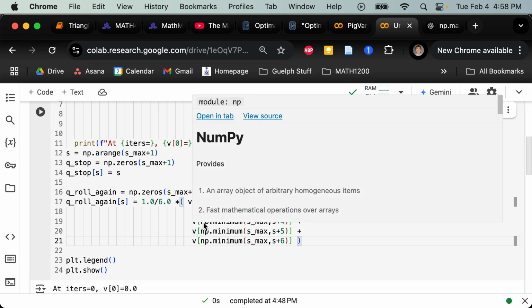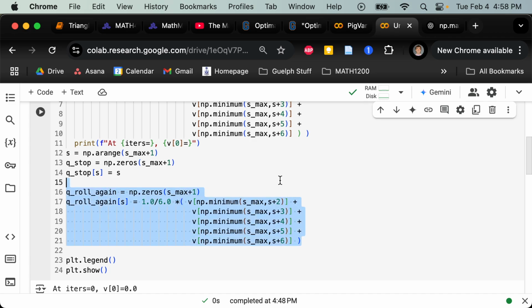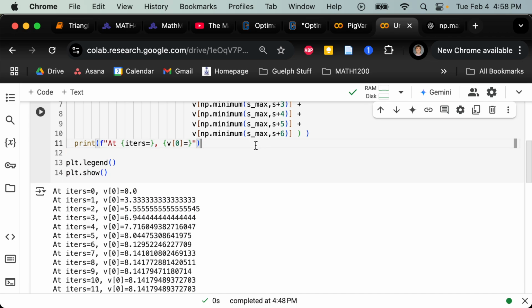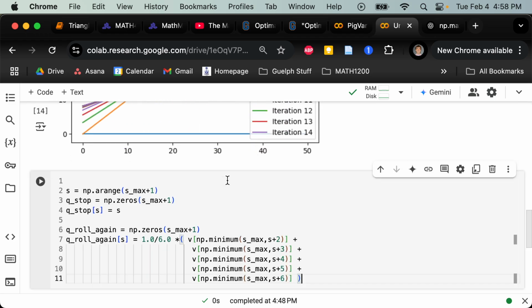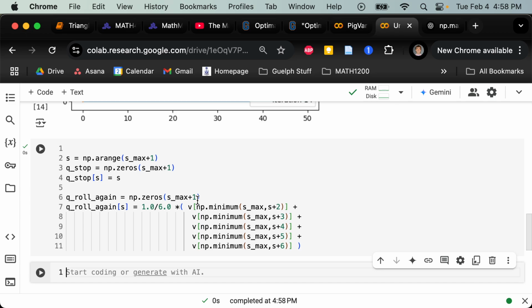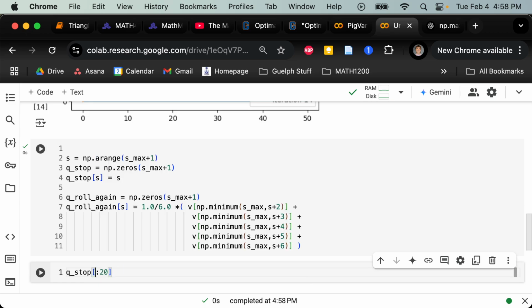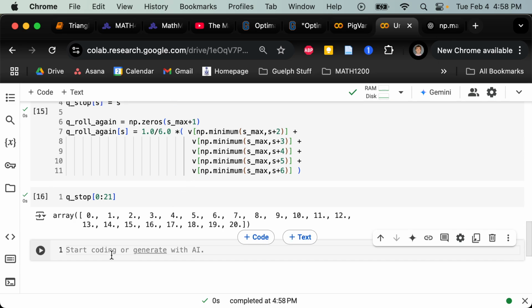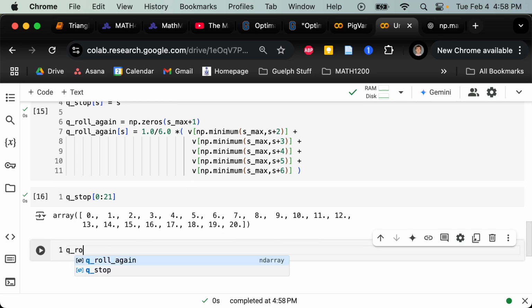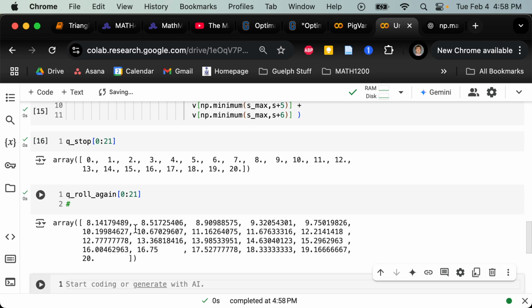Okay, there we go. So I made the stopping, I made the rolling again, and now we should be able to compare them. Why don't I just put this in a separate block here? Okay, and now we can compare Q stop. Let's make the first 20 entries. So you can go 0 to 21. That'll say, please output the first 20 entries. And Q roll again, 0 to 21. So this is saying if you choose to stop and you're at state 3, you get $3.